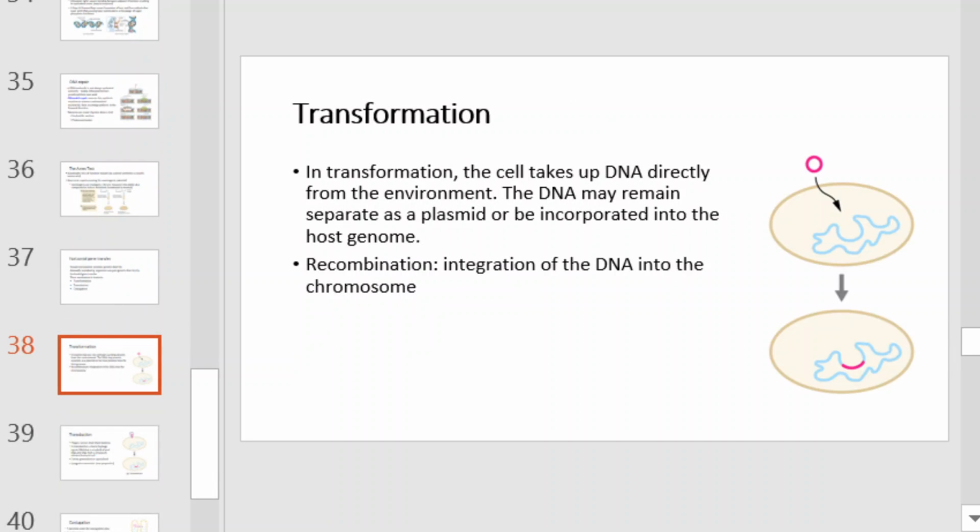This is an example of transformation. In transformation, the cell takes up DNA directly from the environment. The DNA may remain in a separate plasmid or be incorporated into the host genome. Once incorporated into the host genome, it becomes recombinant DNA.